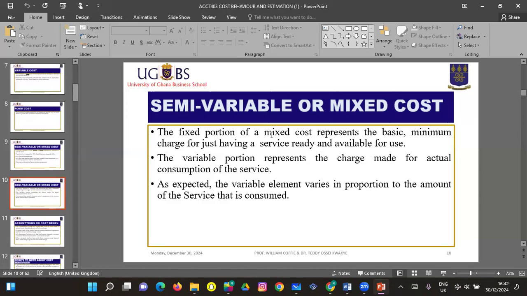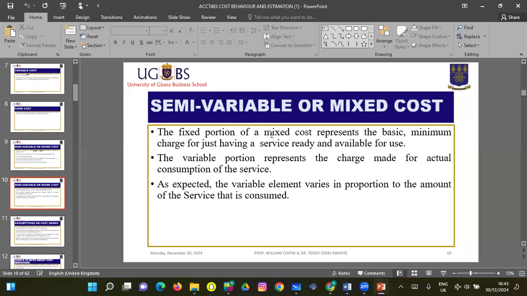So the fixed portion of a mixed cost represents the basic minimum charge for just having a service ready and available, right? For example, as long as you have a meter in your shop, you are going to pay a monthly ECG bill, whether you use it or you don't. So every month, everyone who has a meter pays for street light and the other charges, right? So that will become your minimum charge, that at least as long as you have a meter, you are supposed to pay.